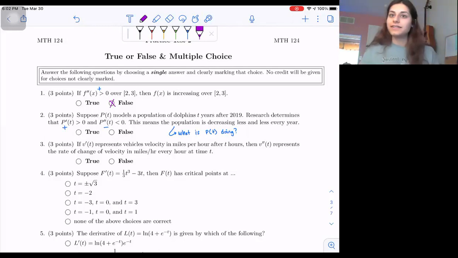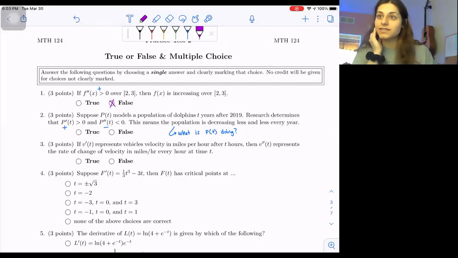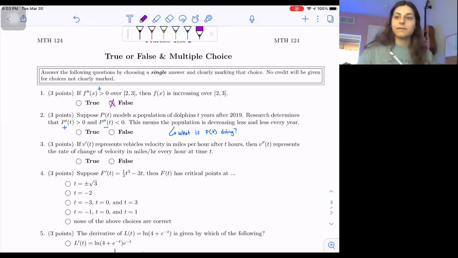All right, next one. Suppose P of T models a population of dolphins 2 years after 2019. Research determines that the first derivative is greater than 0, so positive, and the second derivative is less than 0, negative. This means the population is decreasing less and less every year. So we want to figure out, is that last statement true or false? And so that's referring to the population, which is the original function P of T.